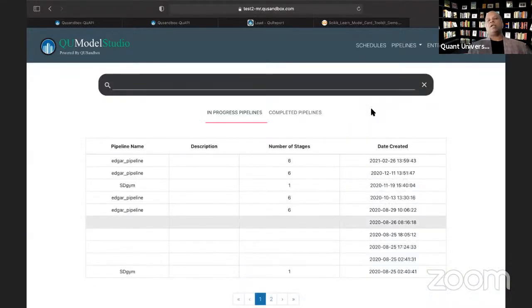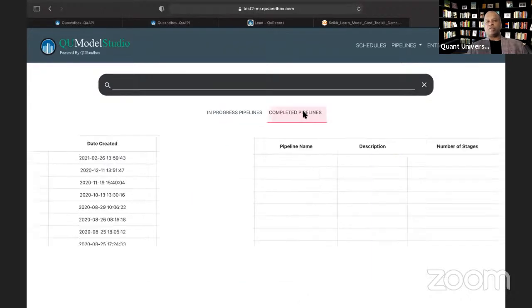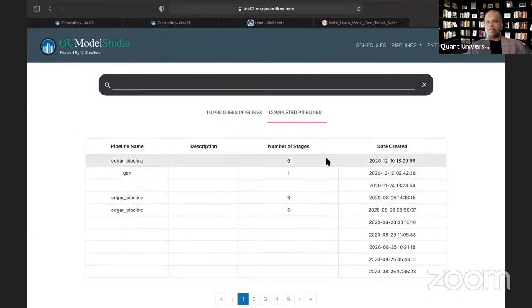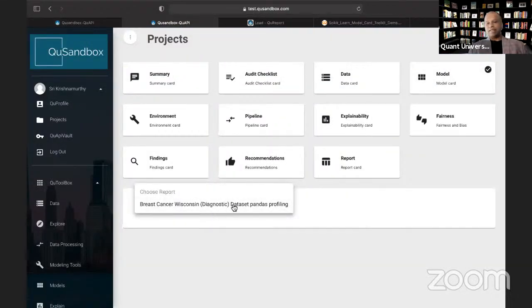So the auditor could replicate these experiments and find out what the various aspects of the models were which were built. And in this particular case, you can see the history of the various experiments which were built in here. And then once you execute these examples, come back in here. So you can look at the various tests which were done.